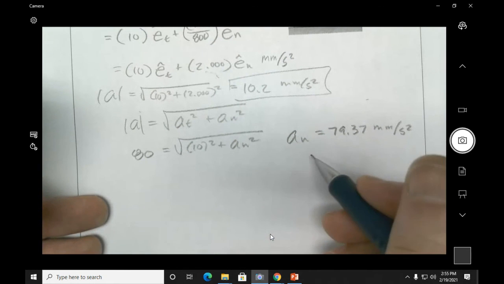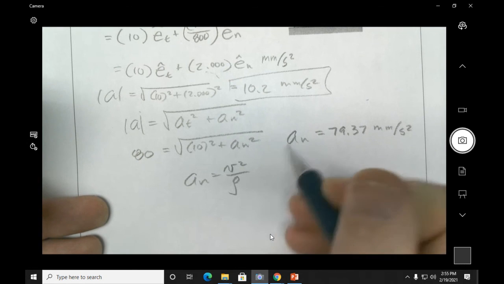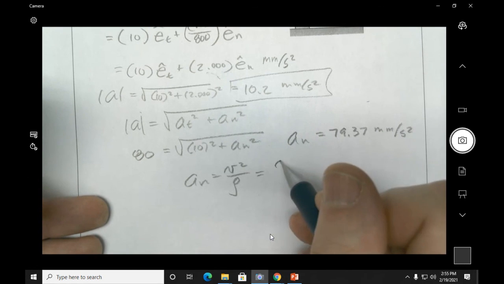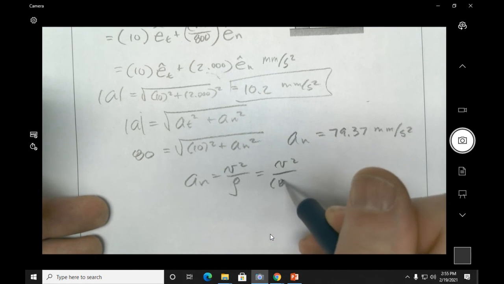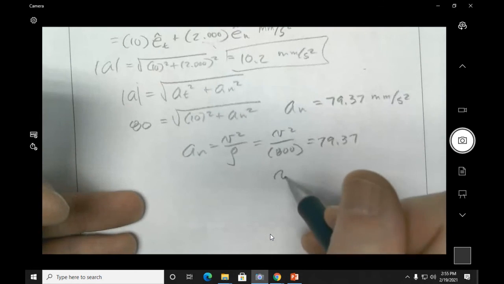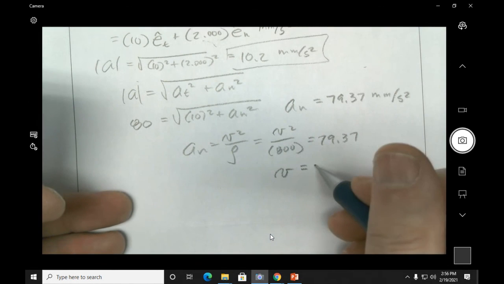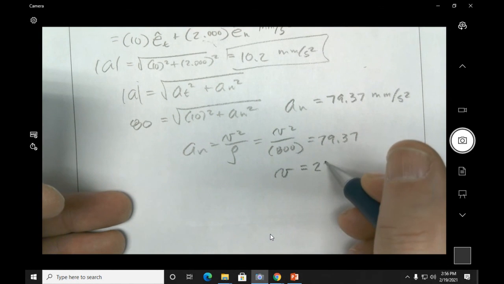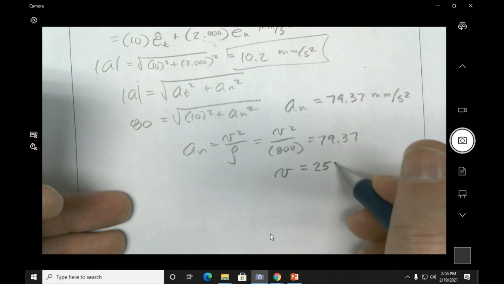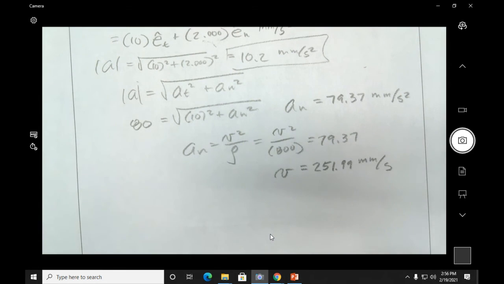And then from that, we know that that's going to be v squared over rho. So v squared over 800. So v is going to be equal to, we'll multiply that by 800, take the square root of it, we get 251.99 millimeters per second.